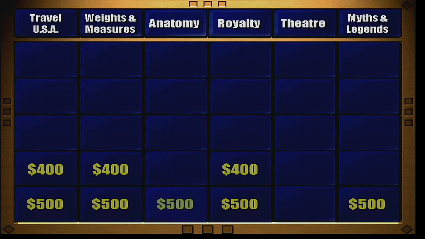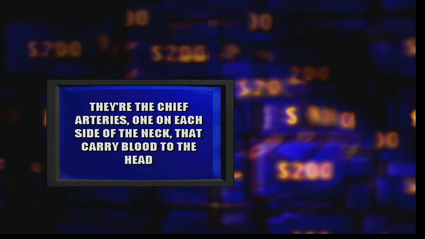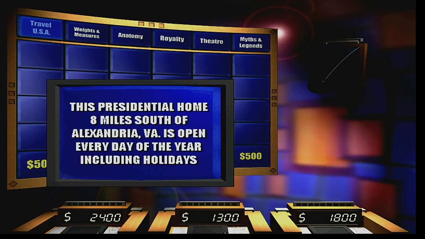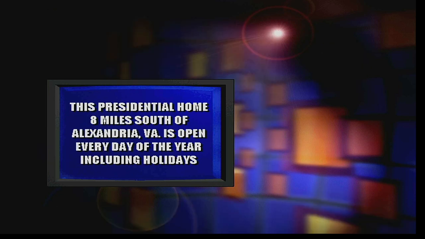Correct. Anatomy 500. They're the chief arteries, one on each side of the neck, that carry blood to the head. Player three: What are the carotid arteries? That's correct. This presidential home, 8 miles south of Alexandria, Virginia, is open every day of the year, including holidays. Player three: What is Mount Vernon? Yes.